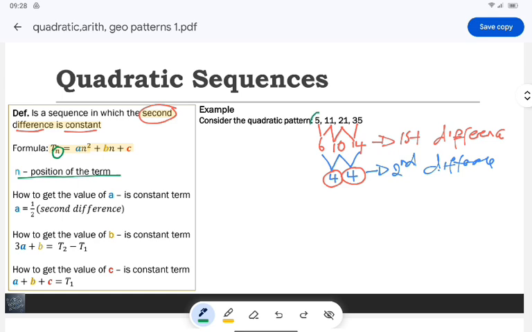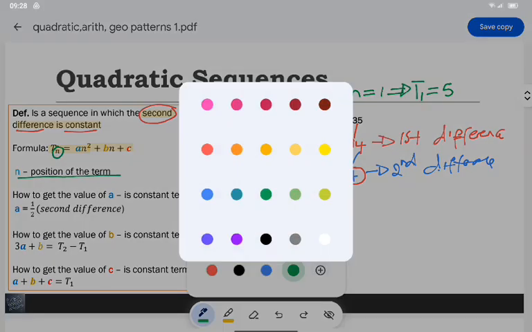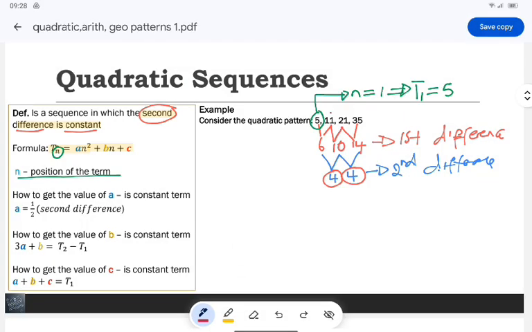What do we mean? 5 is in position 1. So how are we going to represent it? n will be equal to 1. And what does it mean? That simply means T1, which is the first term, is equal to 5. That's what we meant by n equal to 1. For the second example, 11 is in position 2. So our n here will be equal to 2, and we represent it as T2 is equal to 11. That's how you're going to represent that.